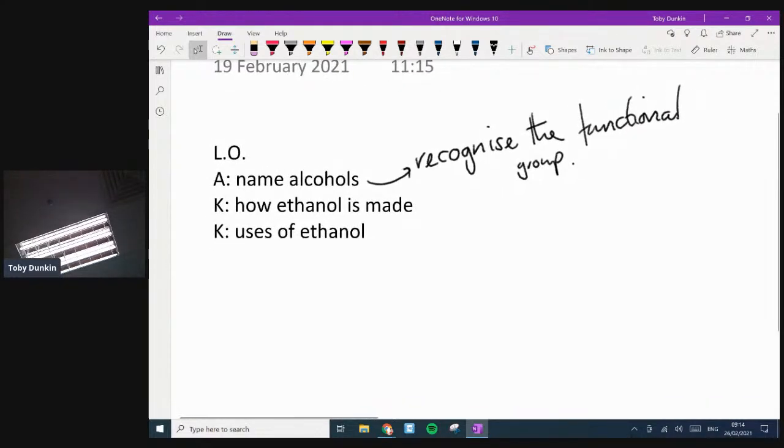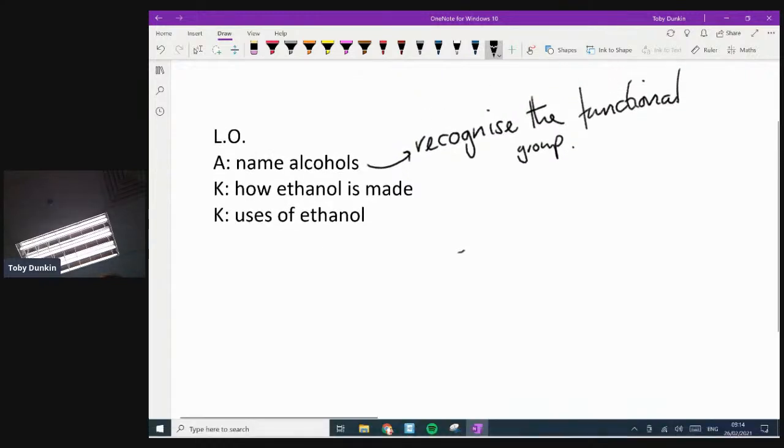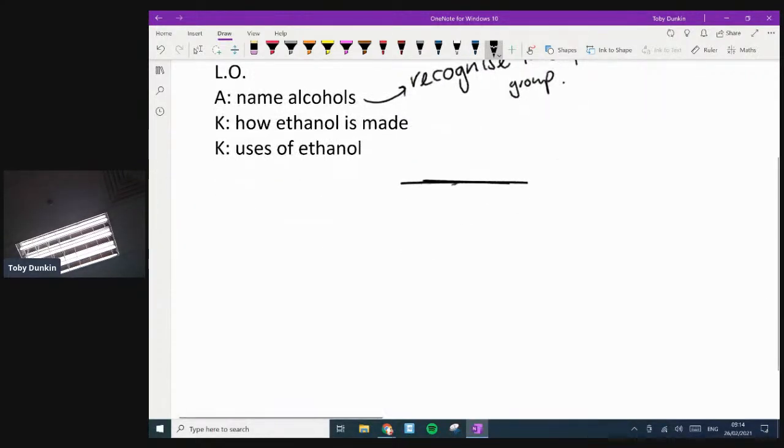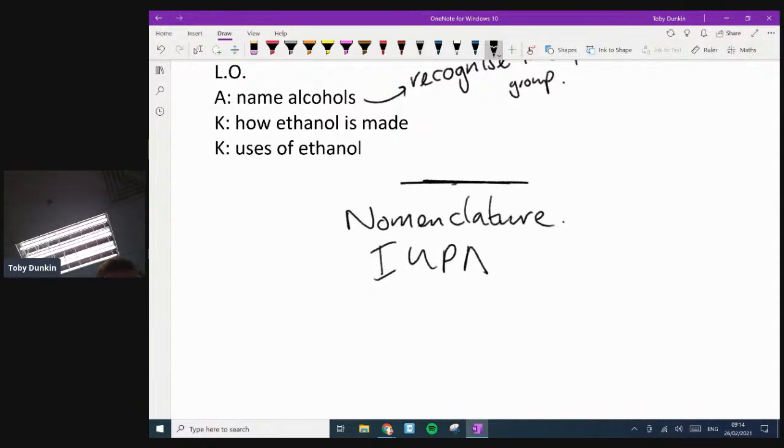So, first of all, let's do a bit of nomenclature. It's always nice to remind you of that really stupid word. So, you can just put this down, nomenclature. It's nice then to also remind you of IUPAC. These are the old guys who came up with the naming system. So if it says, give the IUPAC name of, you don't freak out about IUPAC, it's just, what did the old guys call it?